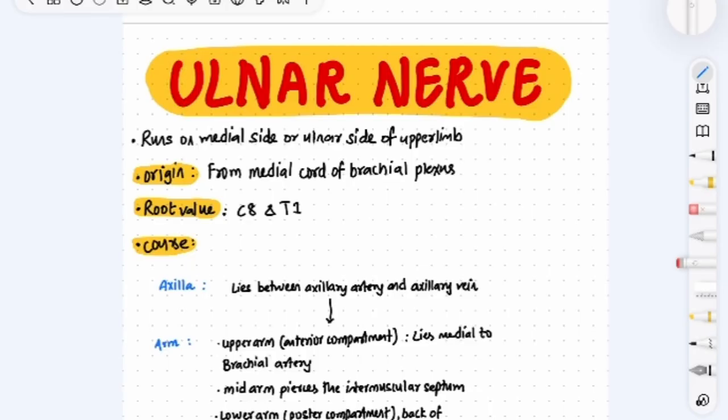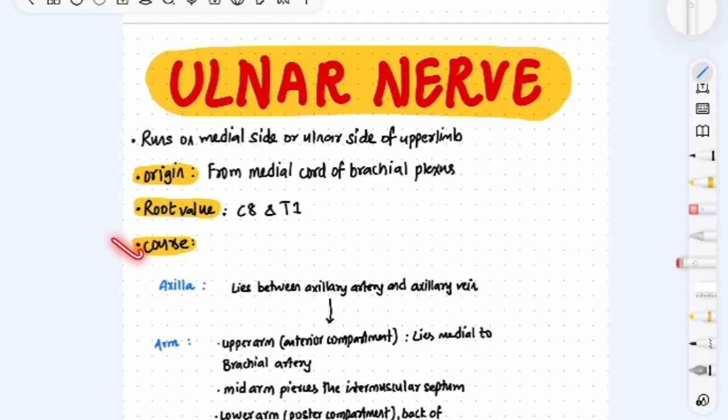So this ulnar nerve runs on the medial side, or the ulnar side, of the upper limb, and its origin is from the medial cord of the brachial plexus, and its root value is C8 and T1. Occasionally, remember, C7 also participates.